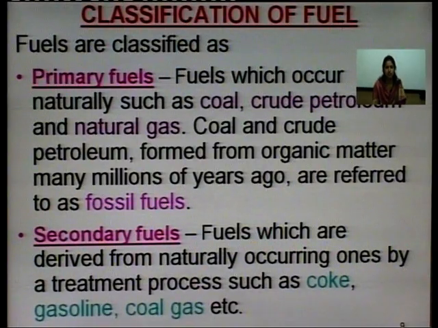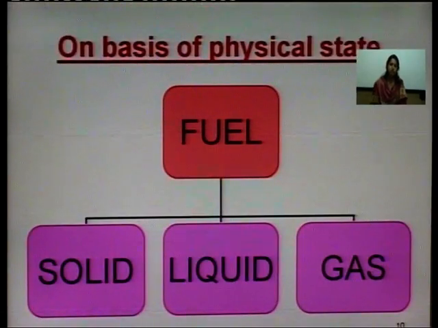So, I have discussed both types of fuels on the basis of occurrence. Now, it should be very clear that primary fuels are coal, petroleum, natural gas. Secondary fuels are coke, gasoline and coal gas. On the basis of physical state, fuel can be divided into three types, that is solid fuel, liquid fuel, then gas. So, let us discuss this.